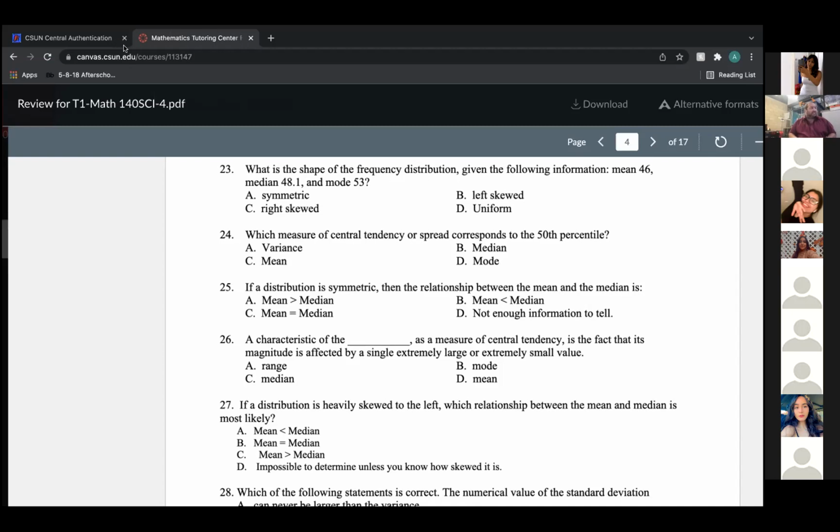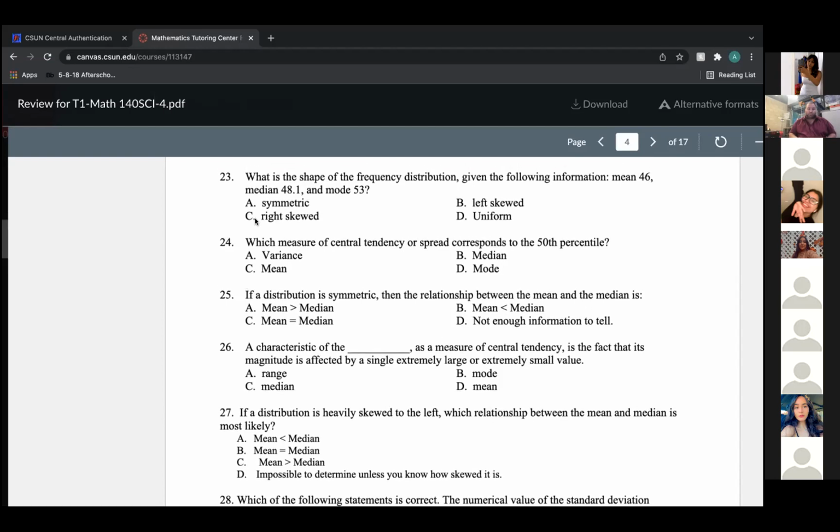Because remember, the mean is a non-resistant measure. The mean is pulled by skewness. The median, not so much, and the mode, not at all.